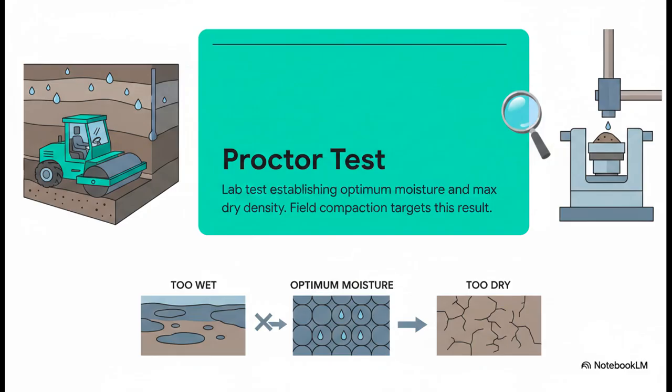Once all that dirt is moved, it has to be stabilized. Enter the Proctor test. This is an absolutely vital lab test that establishes a soil's optimum moisture content and its maximum dry density. When you're compacting in the field, it has to match this lab-tested Proctor maximum. And I gotta warn you, if the soil on your site is too wet or if it's too dry, mechanical densification is simply going to fail. Hitting that optimum moisture is the absolute key to structural stability below ground.